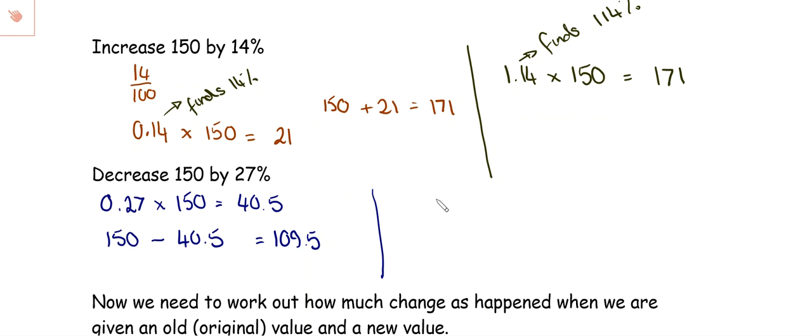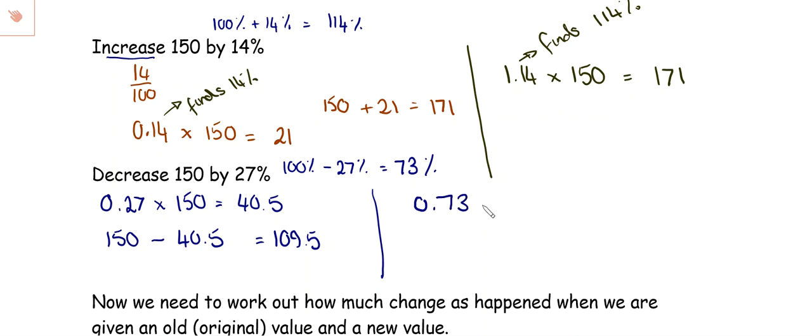Kaylin, go on then. For an increase it would be 1 point something. We're going to do 100% plus 14%, which is 114%, but when we decrease, we are doing 100% minus 27%, which equals 73%. So 0.73 times 150 equals 109.5. We'll check.